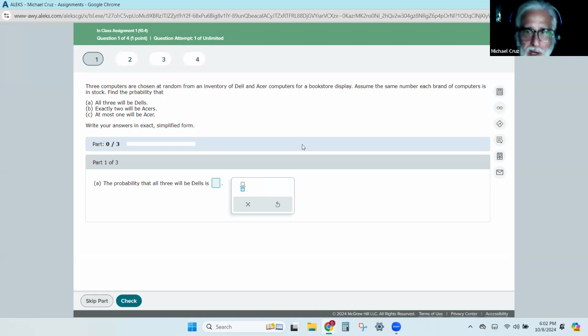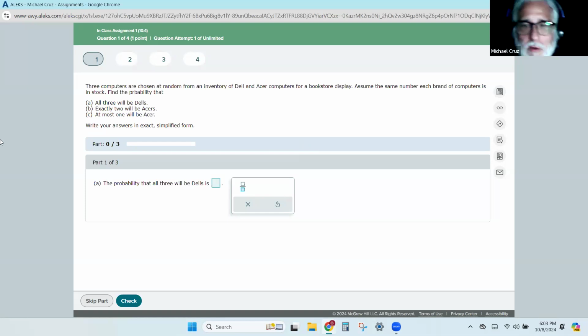All right. So 3 computers are chosen at random from an inventory of Dell and Acer computers for a bookstore display. Assume the same number of each brand of computers is in stock. In other words, the probability is the same. It's going to be half Dell and half Acer.